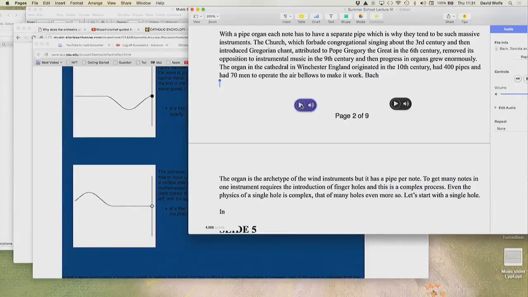That, of course, is Mr. Bach. That's his great Toccata and Fugue in D minor. And so it makes a lot of sound. But as I said, it takes one pipe per note, and so it fills a gigantic room. If I want to get many notes from one pipe, I have to introduce finger holes. And that's complex.